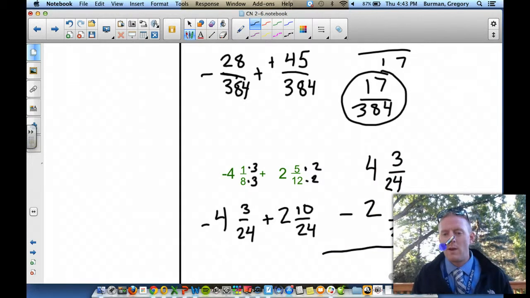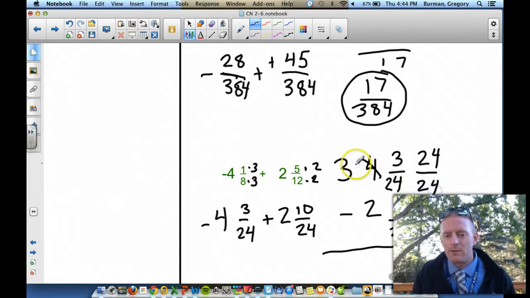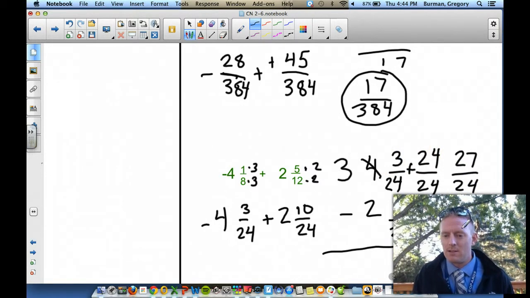Now if you remember way back when last year, 3 minus 10, we can't do it, so we have to borrow from the 4. The 4 turns into a 3, and 24/24, because 3 and 24/24 is still a 4, so we just renamed it. We add these two together and we get 27/24 minus 10/24. So 27 minus 10 is 17.